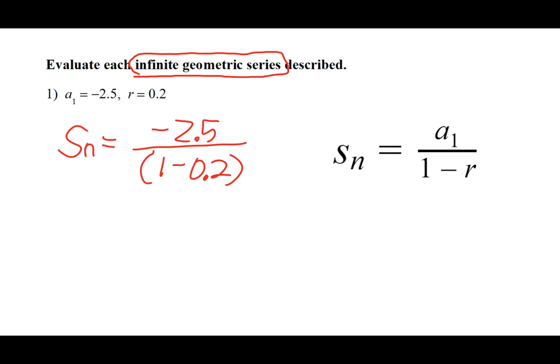For number one, on top you have negative 2.5 divided by 1 minus the r, which is 0.2. Just type it in as it is in the calculator and you get exactly negative 3.125. Okay, simple as that.